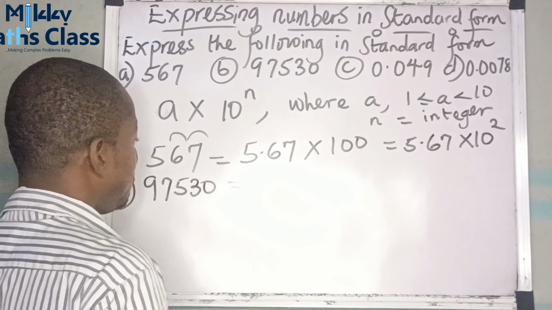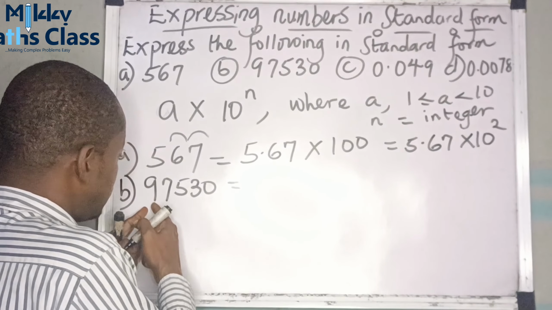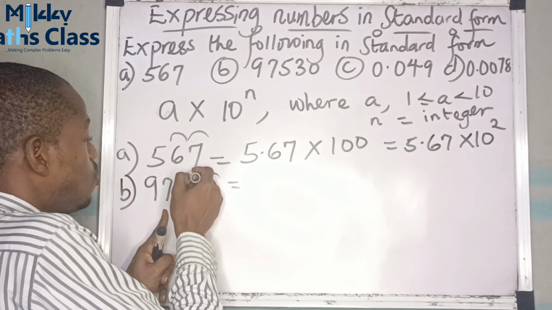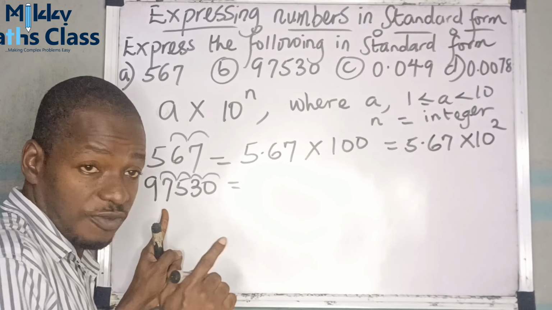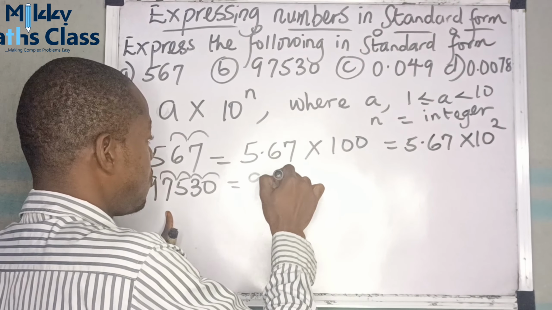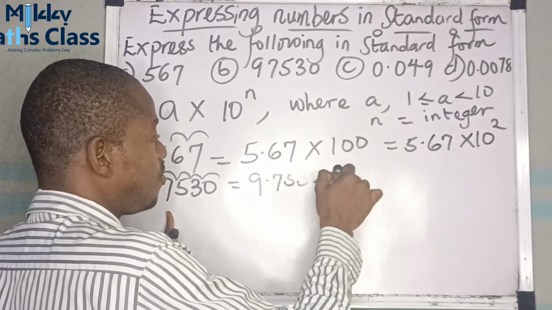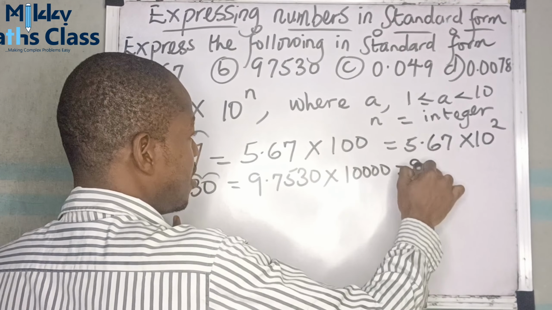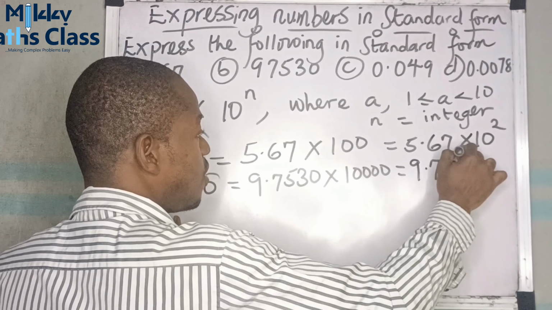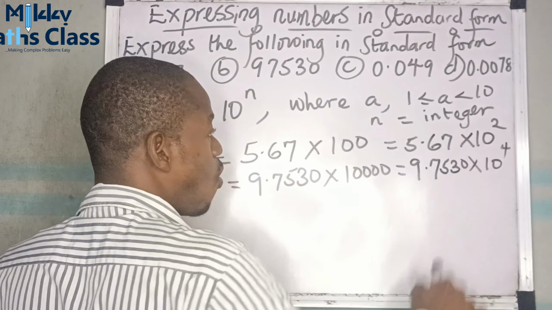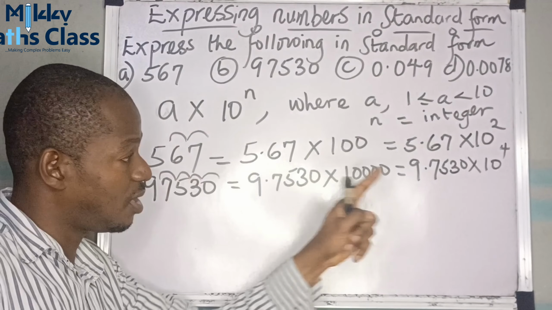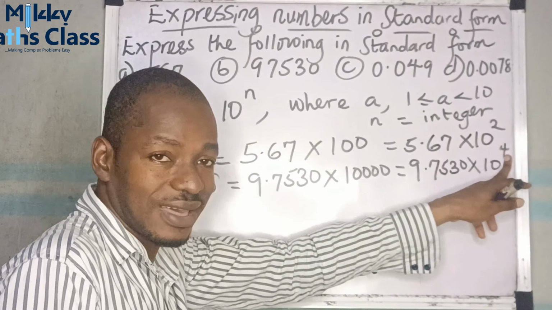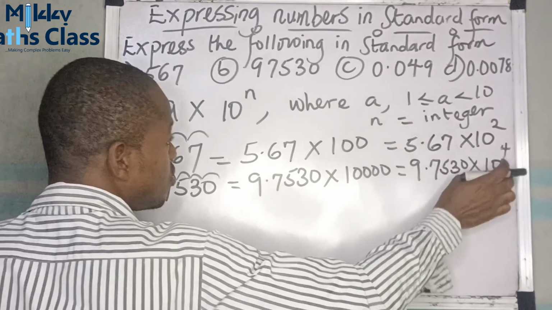So the second one, the B part, 97530. Now how many times will we move it? Look at this, we want a single digit, so we'll move it in between 9 and 7. So that will be 1, 2, 3, 4. We'll move it 4 times, so that will be 9.7530 times 10 to the power of 4. Because we move to the left, our power will be positive, and the number of times we moved is the power we carry. We moved 4 times, so that's 10 to the power of 4.